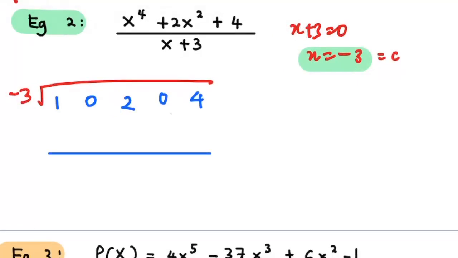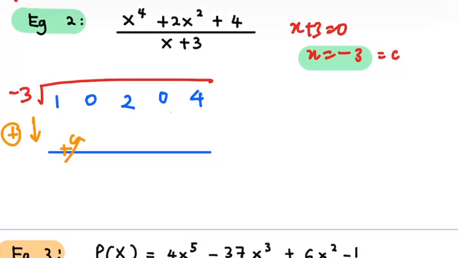And let's rewrite what we should do. Whatever goes down is plus. Whatever goes up is multiply by c. So let us start to do it.